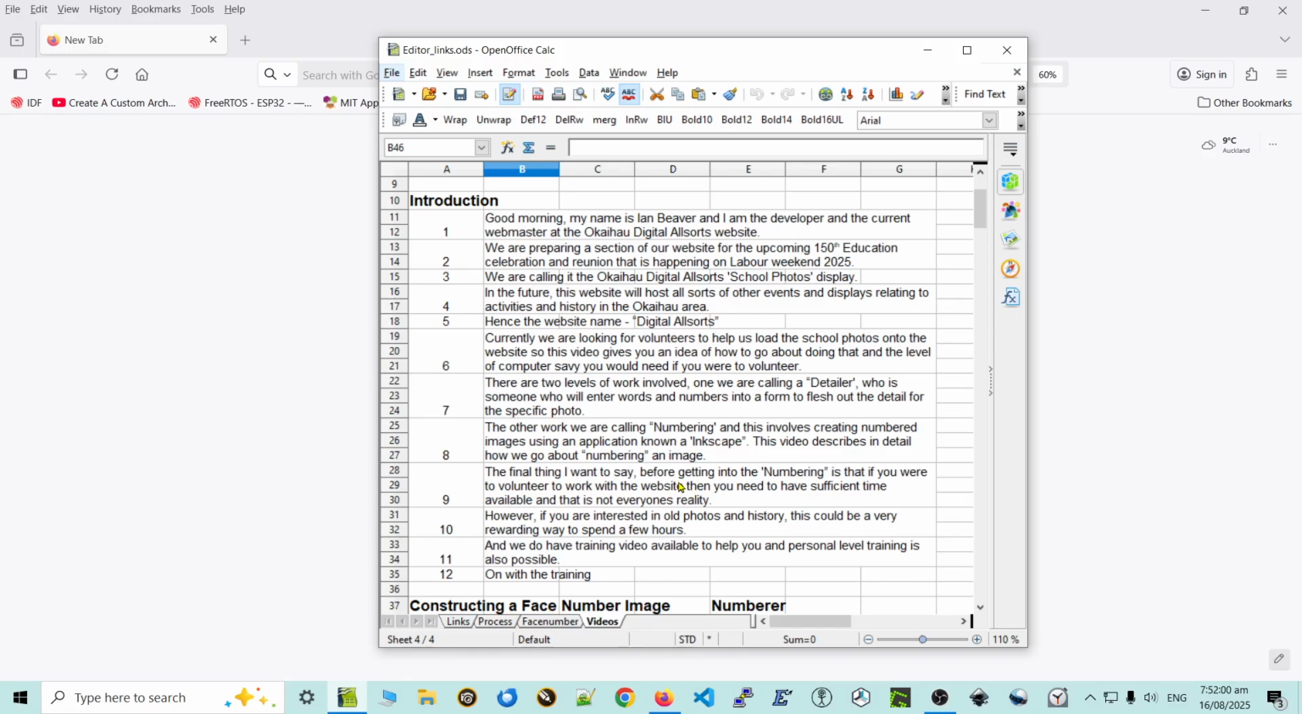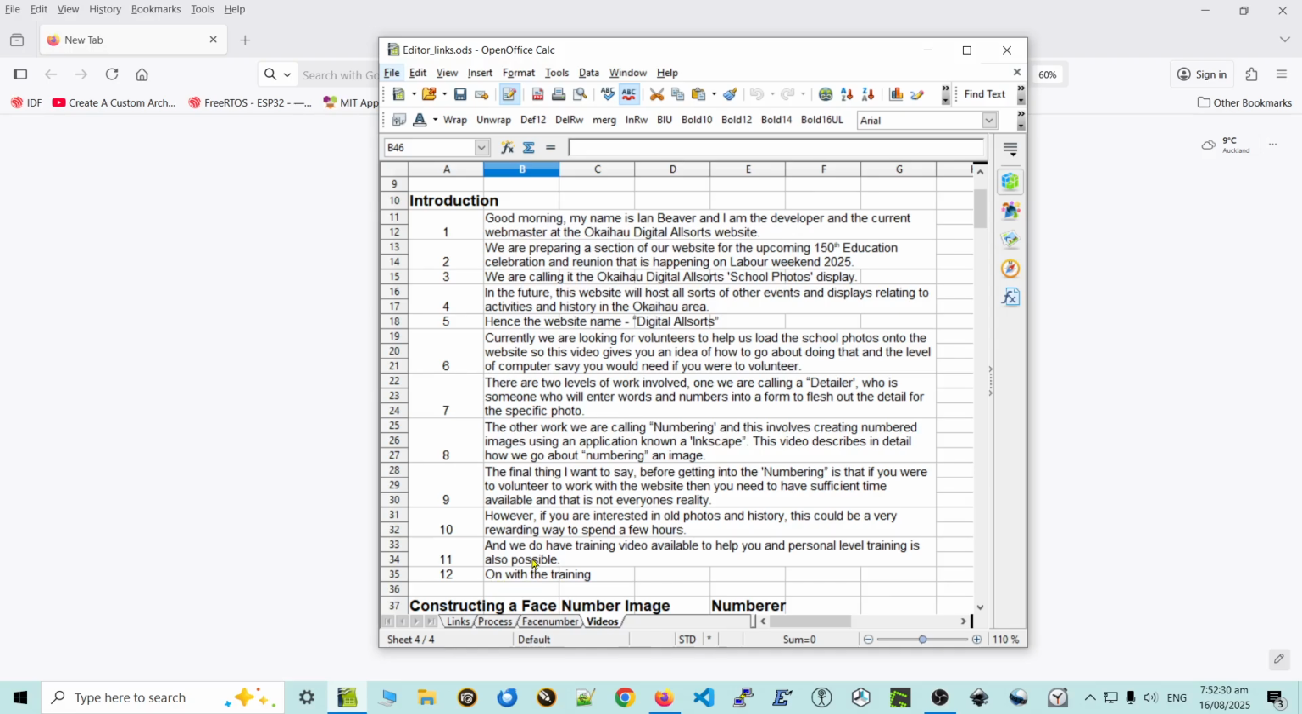The final thing I want to say before getting into the numbering is that if you were to volunteer with the website, then you would need to have sufficient time available, and that's not everybody's reality. However, if you are interested in old photos and history, this could be a very rewarding way to spend a few hours. In fact, quite a lot of hours. And we do have training video available to help you, and personal level training is also possible.